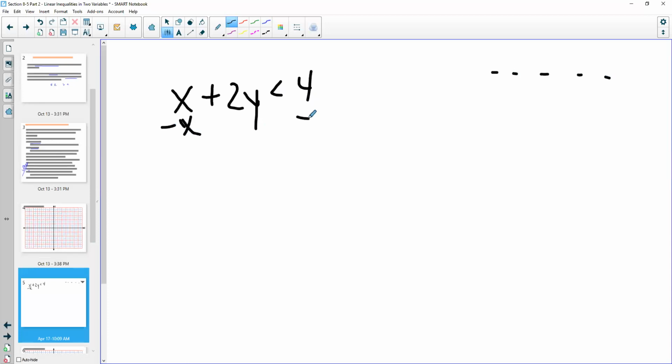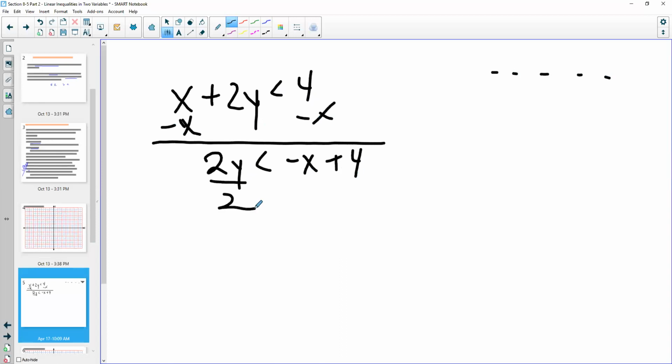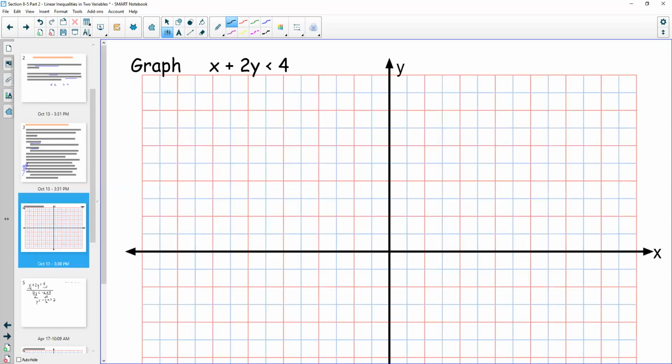I'm going to transform my equation into a form I like. I'm going to move x over here. 2y is less than negative x plus 4, divided by 2. So I get y is less than negative half x plus 4 divided by 2, which is 2. Okay, so my equation is in slope-intercept form. I have negative half as my slope and my y-intercept is 2. So here's my y-intercept at 2. Negative half means I go down 1 and to the right 2, or up 1 and to the left 2.